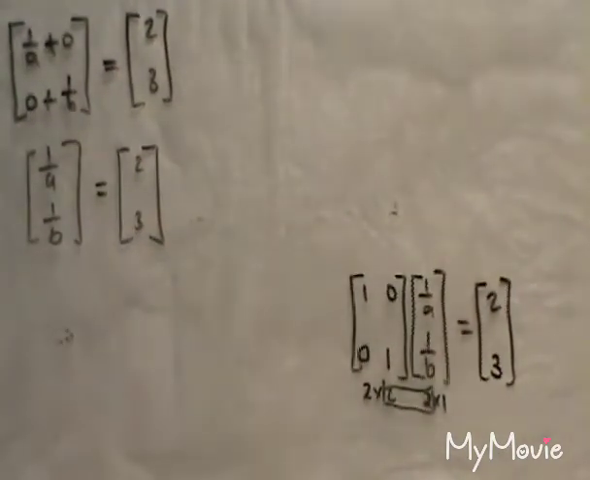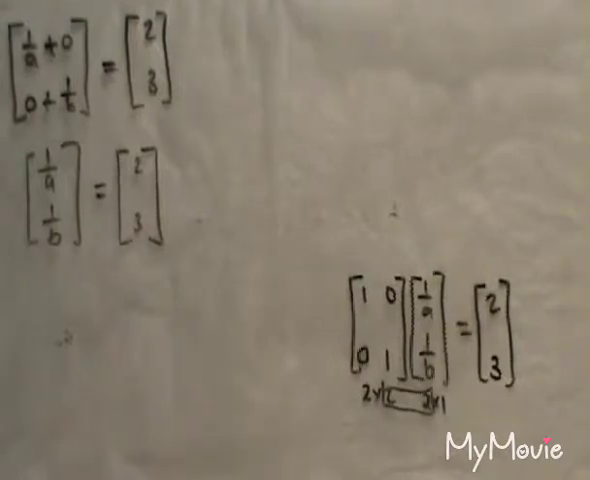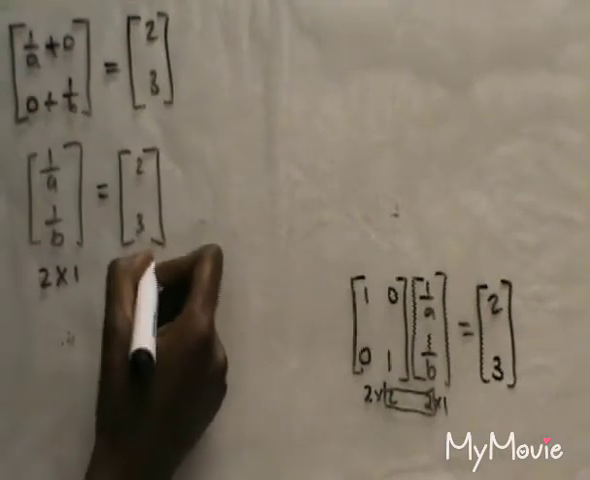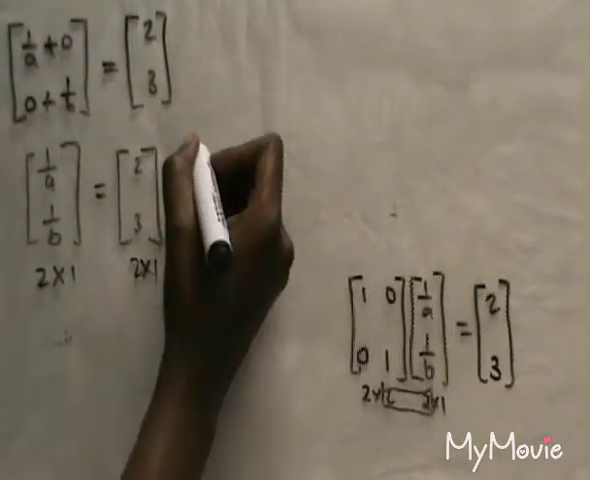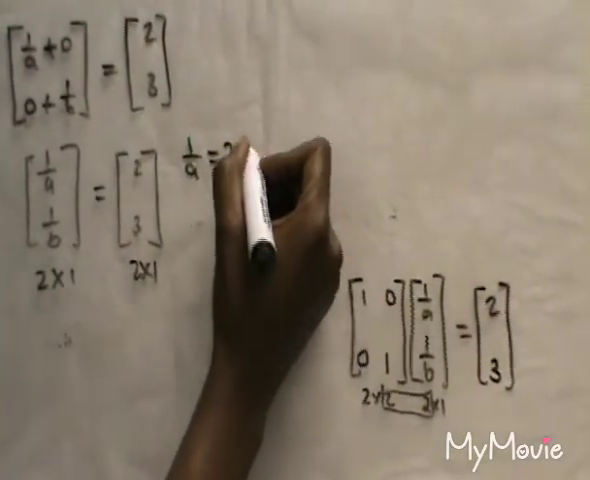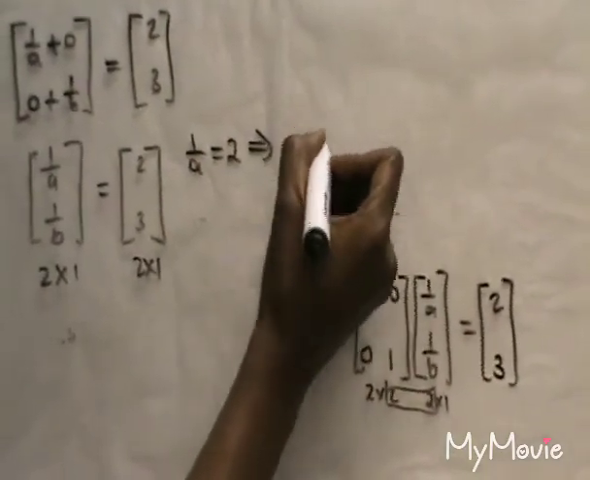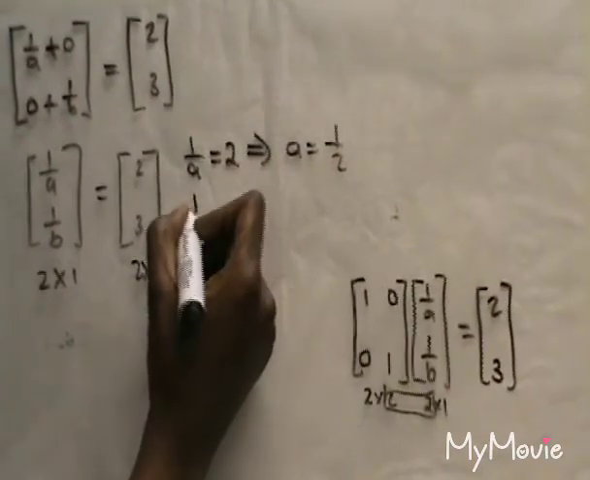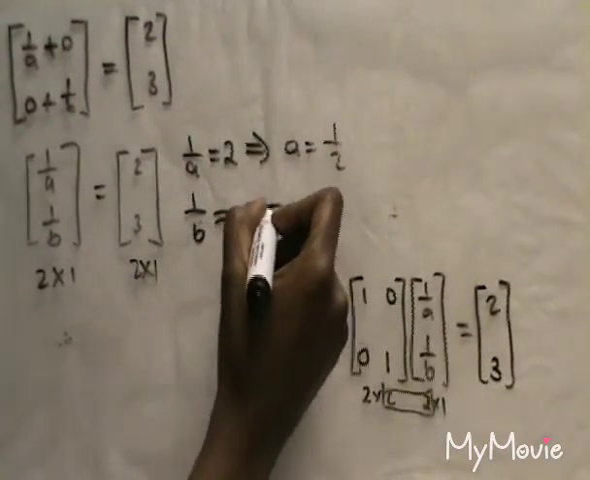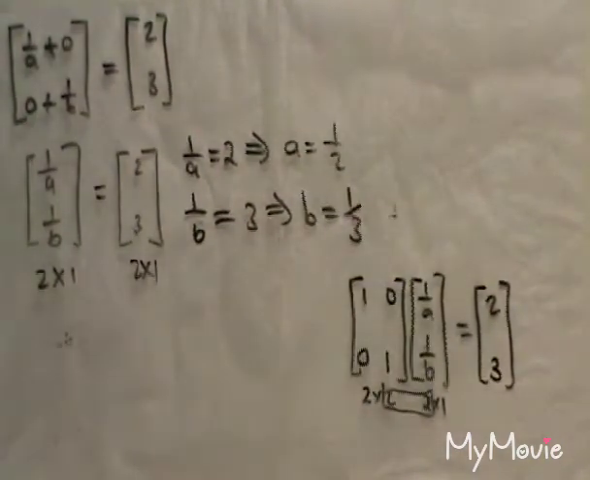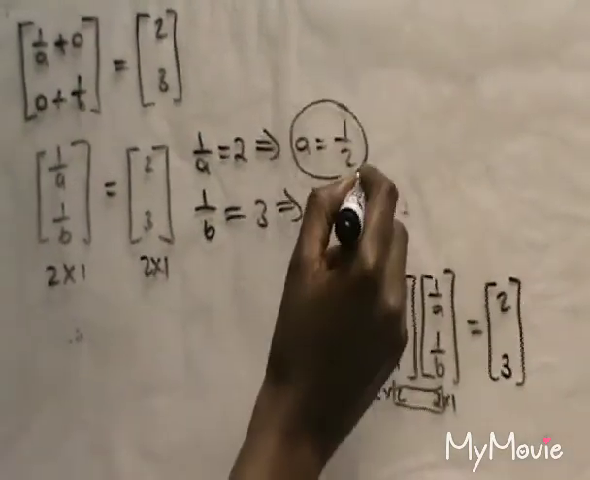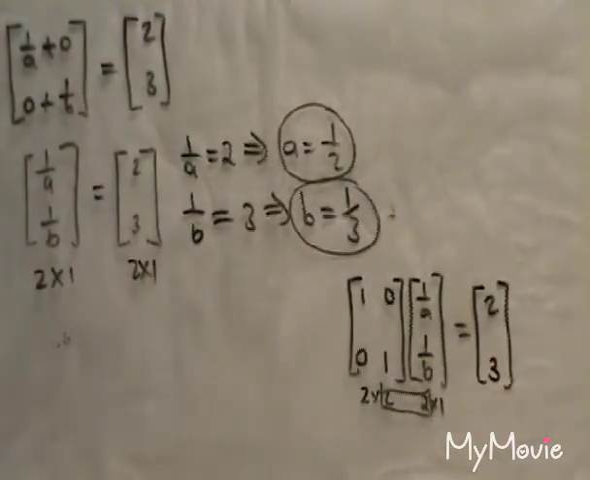Now these two matrices are equal. Remember, matrices are equal if and only if they have the same order. This is a 2 by 1, this is a 2 by 1, so the first criteria is met, and then the second one is when corresponding elements are equal. So it means that 1 over A is equal to 2, which implies that A is equal to a half, and 1 over B is equal to 3, which implies that B is equal to 1 over 3. Okay, so these are our solutions. A is equal to a half and B is equal to 1/3.